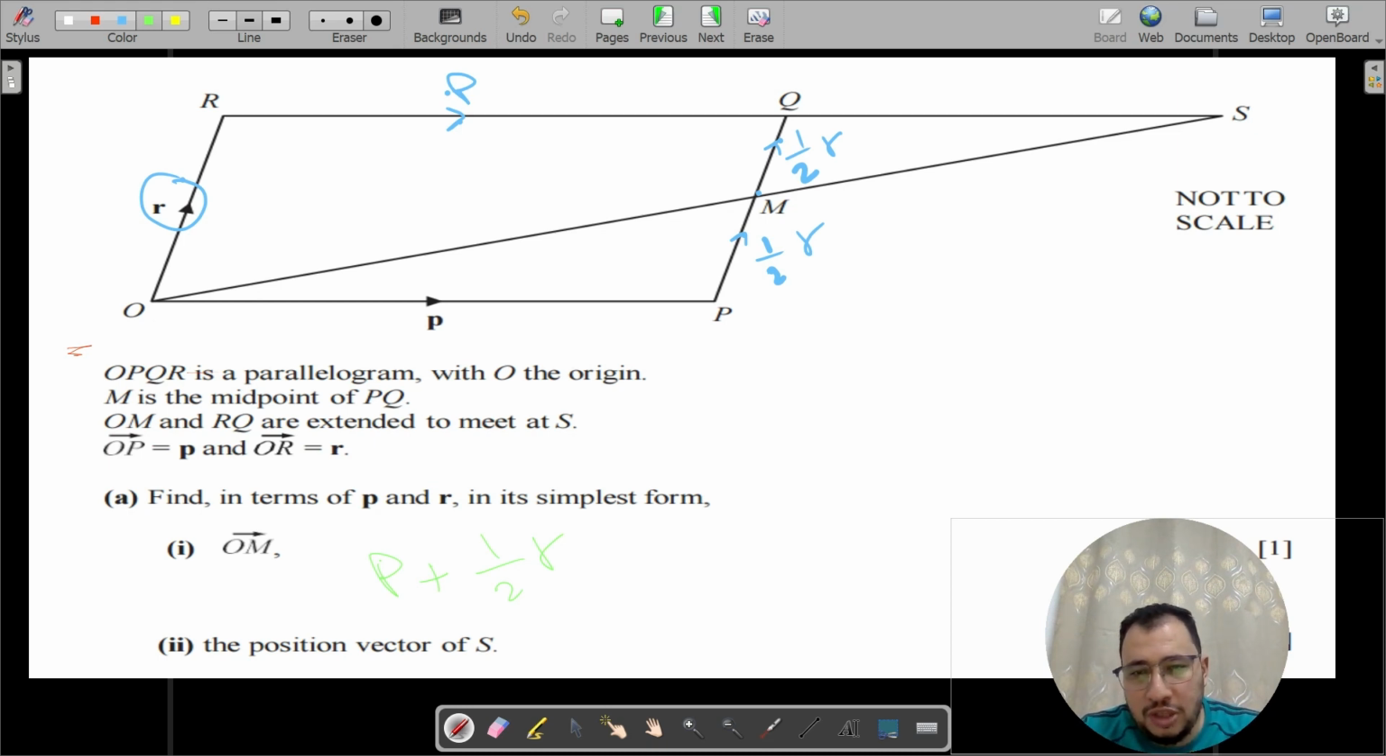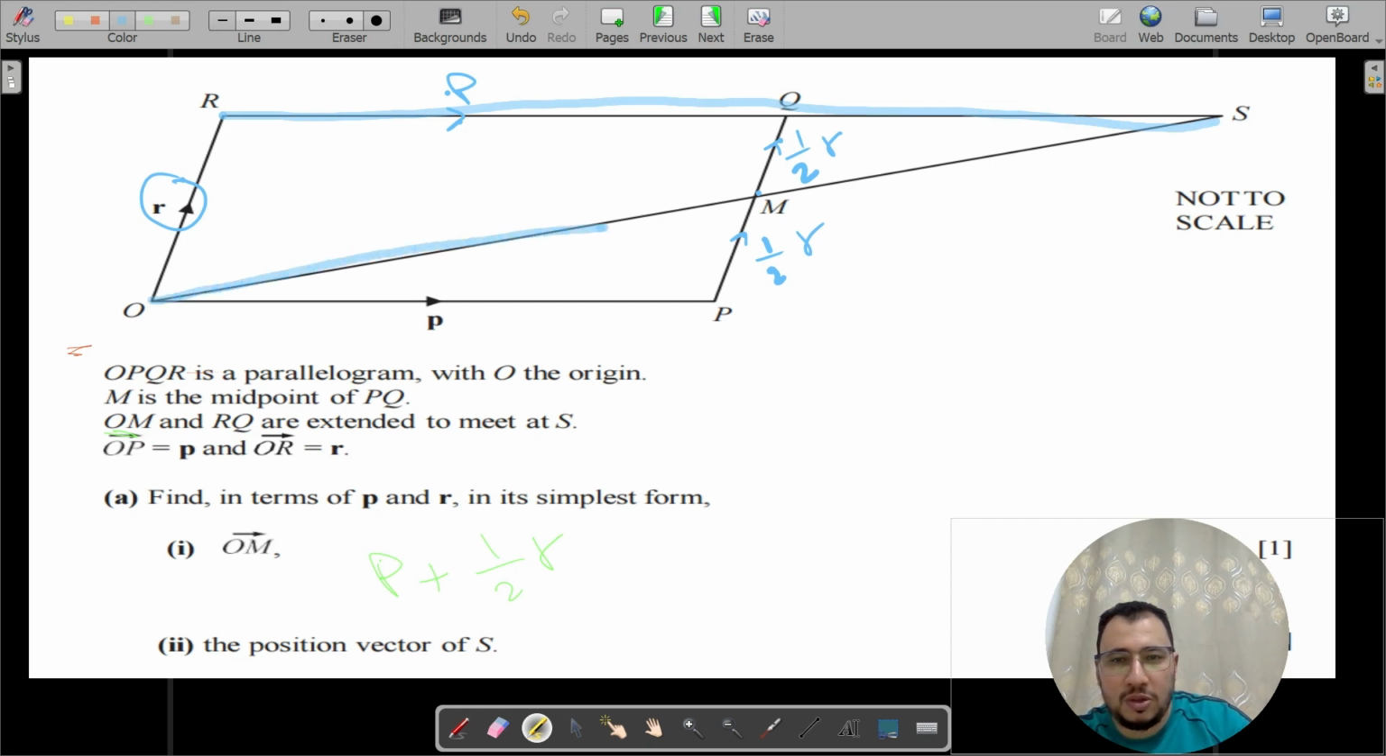Find the position vector of S. Let's read this together here. OM and RQ are extended. So you can see that RQ is extended here, and let me highlight it here for you. RQ is extended, and also OM is extended here to meet at what? To meet at point S here, as you can see. Okay, what do we need to find here? We need to find the position vector of S.